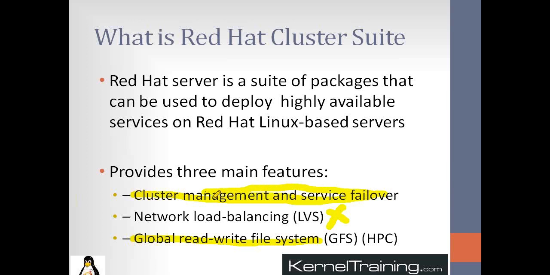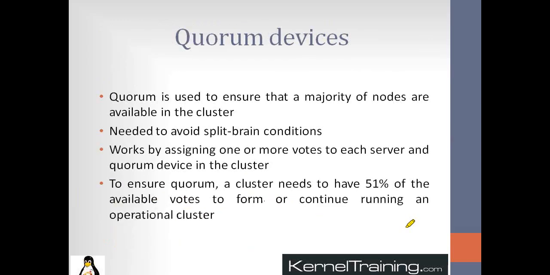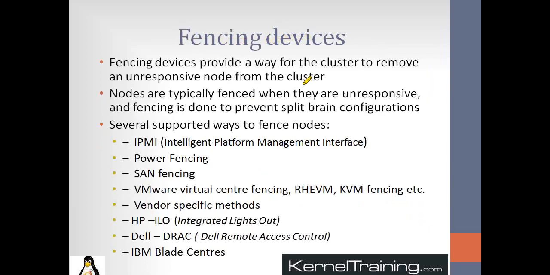So whenever we talk about high availability or cluster, we will talk about failover cluster, because network load balancing is covered in a different module, that would be fault tolerance or something. In our cluster, we have things like a quorum device with your shared storage, and a fencing device to find out the faulty machine and put it outside of the cluster so that it does not remain in the cluster and give you trouble.